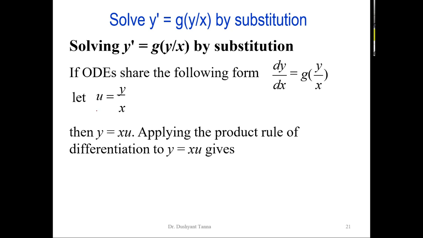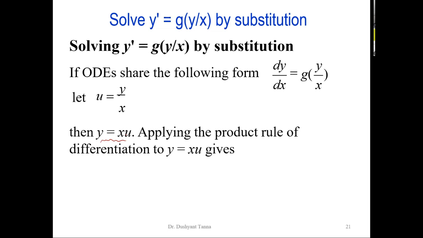Like y on x is equal to u or t or whatever you like. You will replace that, and then y is equal to xu. So rather than x and y as your variables, your new variables will be x and u. You will convert everything in x and u. Remember, you can only have two variables: y on the left side and x on the right-hand side, or u on the left side and x on the right-hand side. Don't mix y, x, and u, otherwise it's more complex.